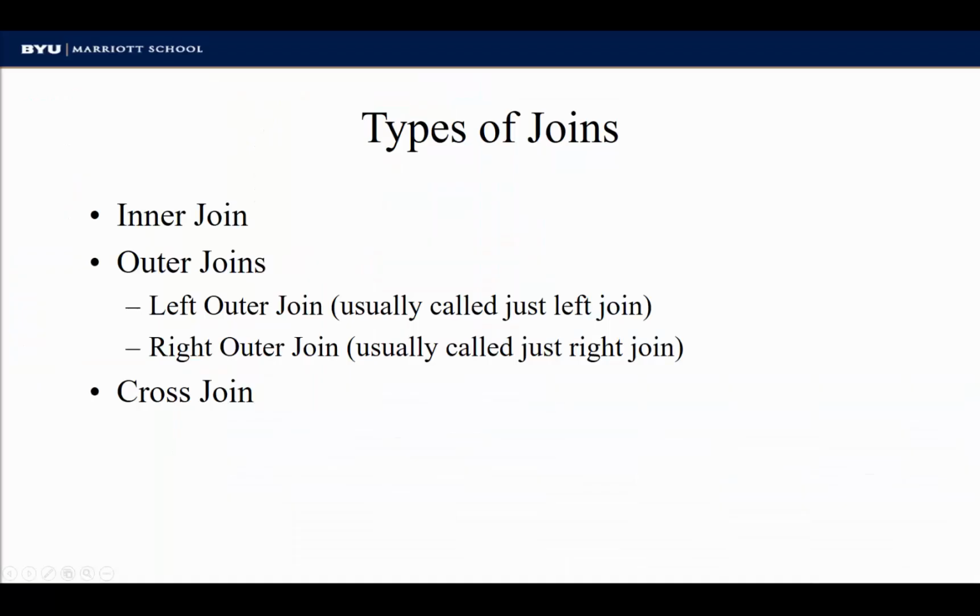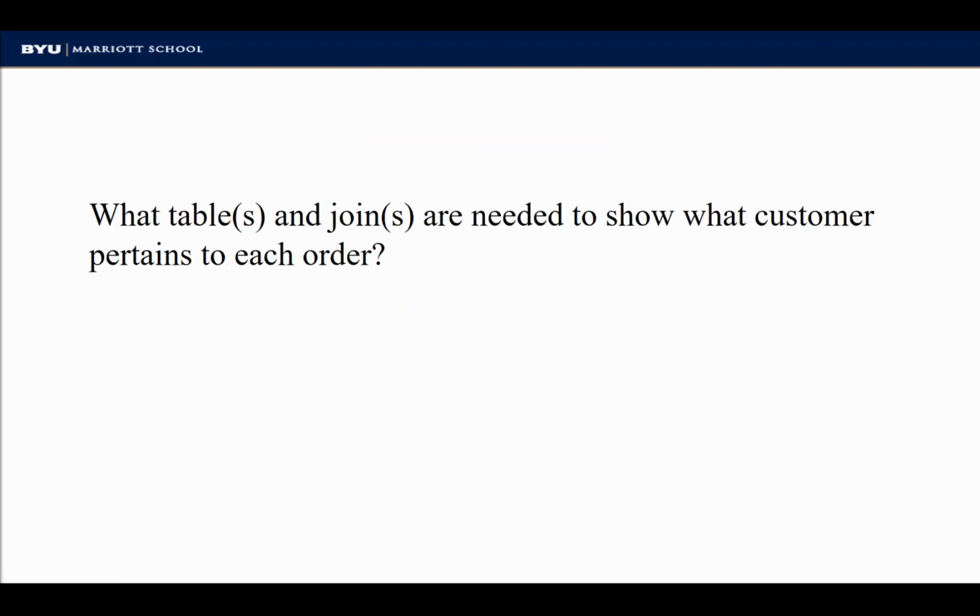Let's go back and do a few practice problems. What you need to do for these practice problems is write down what's the table and then what join would be needed to answer the question. I suggest you pause after we read the question, see if you can do it, and then check your answer and the logic. So first one, what table and joins are needed to show what customer pertains to each order?